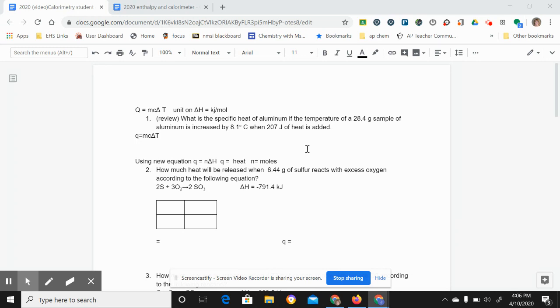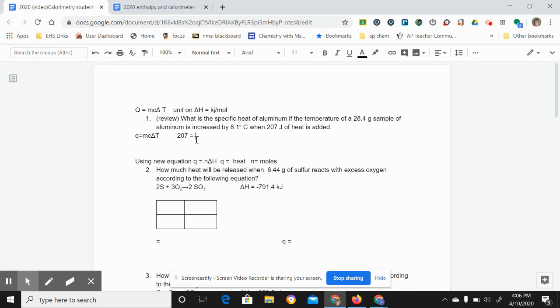Okay, so the review problem is, what is the specific heat of aluminum if the temperature of a 28.4 gram sample of aluminum is increased by 8.1 degrees C when 207 joules of heat is added? So first of all, let's look at Q. Do we have a Q value? Yes, we do. It's 207. 207 equals, and then we have M, which is my mass.